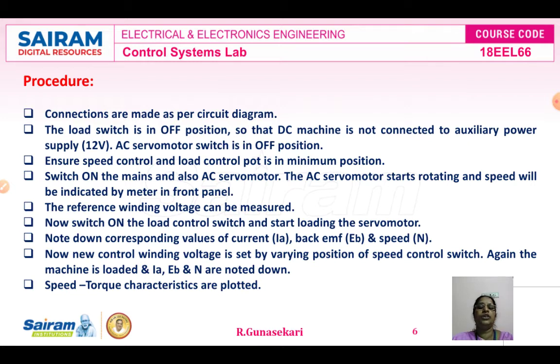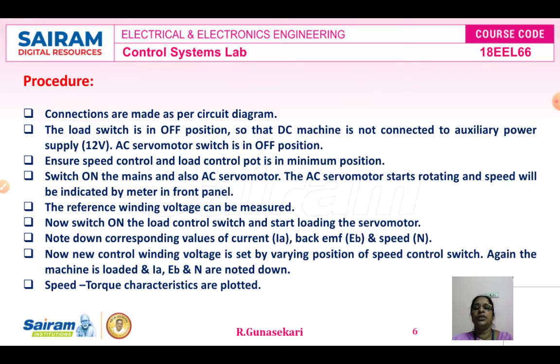The AC servo motor starts to rotate and the speed is noted down, which is indicated by the meter placed on the front panel of the AC servo motor unit. The reference winding voltage is also measured. Now switch on the load switch. Now the AC servo motor is loaded. Now note down the load current, the back EMF and the speed. This is one set for a control winding voltage.